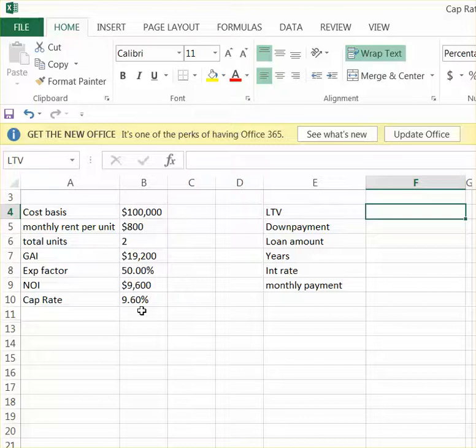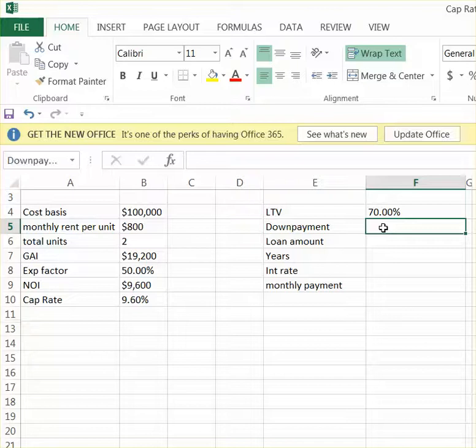So that's a little bit that you may not have known about. All right, we've got, up to the point where your cap rate is just about 10%, which kind of sucks. Loan to value, let's go conservative, and let's say the bank will give you 70%, and the down payment that you're going to come up with will be your cost basis.